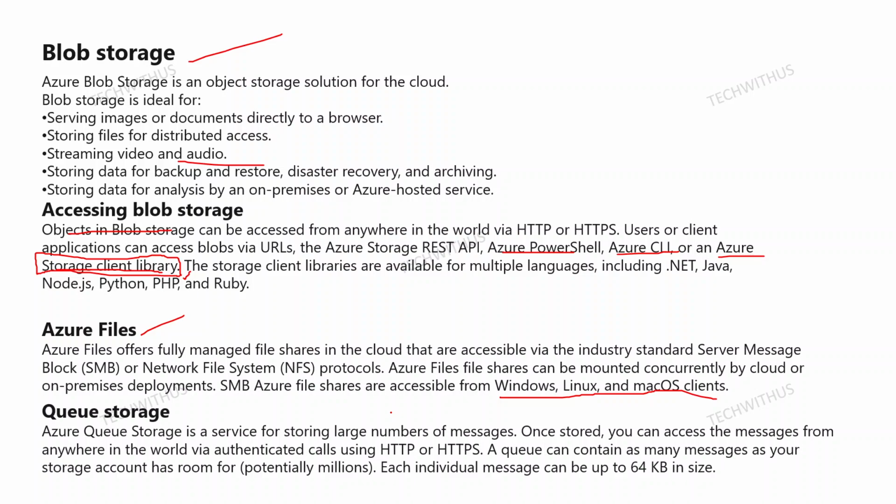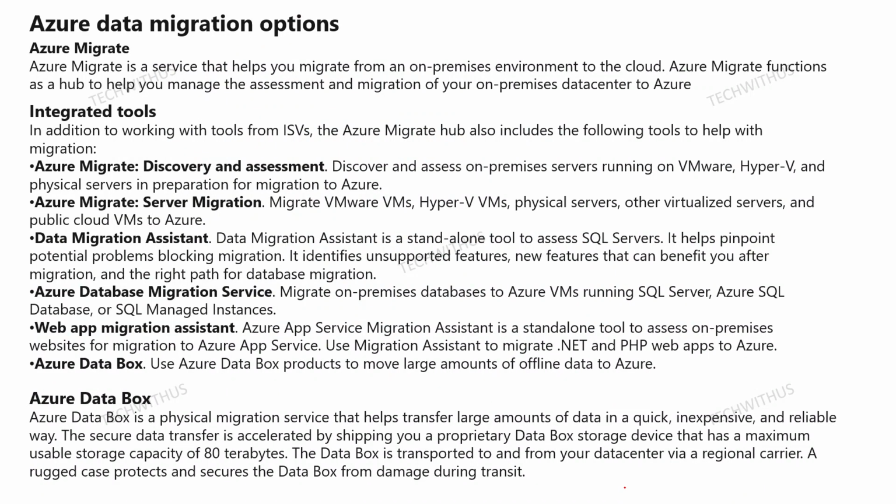And coming to queue storage, queues are nothing but storing a large number of messages. As I said, it follows a first in, first out system: whenever a message comes into the queue, it should go out of the queue in order. If any message gets stuck in the queue, it will go to the dead letter queue. These are some different concepts we will be covering also. Each individual message can be only up to 64 KB in size, so whatever message comes into the queue is limited there. And one more thing is the data migration options.